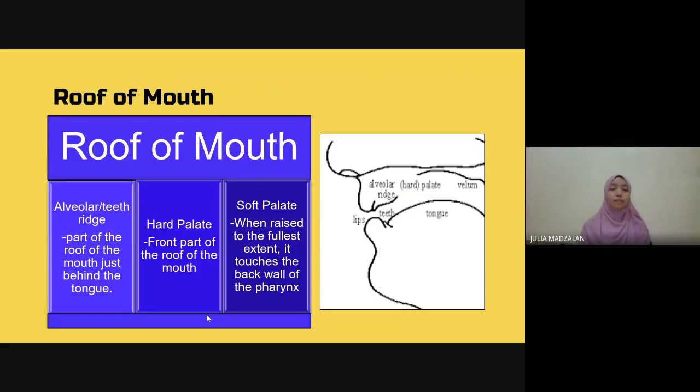Okay, the roof of mouth, we have the alveolar ridge. Macam saya sebut tadi, the alveolar ridge is between the palate and your front teeth. Katakanlah this is your palate, and can you see? Katakanlah this is your palate, and this is your front teeth. Betul-betul underneath that. I hope you can see though, because I cannot see Google Meet right now. Begitu. So that is your alveolar ridge. It is the connector between your front teeth as well as your palate.